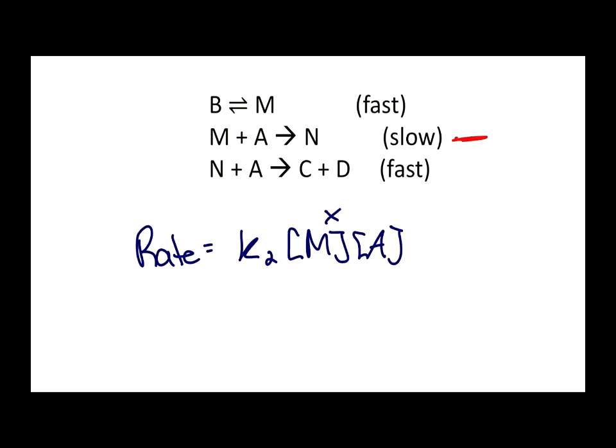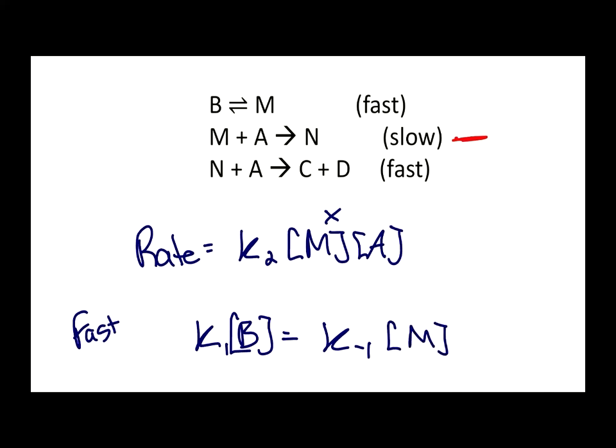So what am I going to do? Use the fast step. But which one? The one before it, yeah, because that's the one that has M in it. So I'm going to say for the fast step that k1, the rate constant for the forward reaction, times B equals the rate constant for the reverse reaction times M. All right, so we see that M concentration is actually analogous to B concentration.